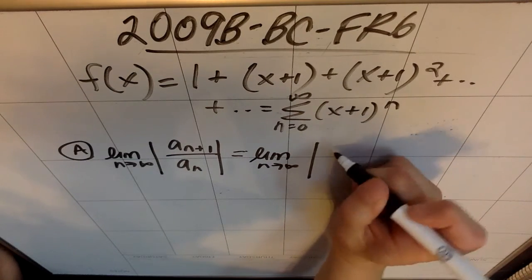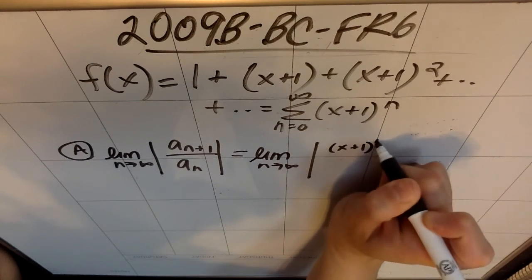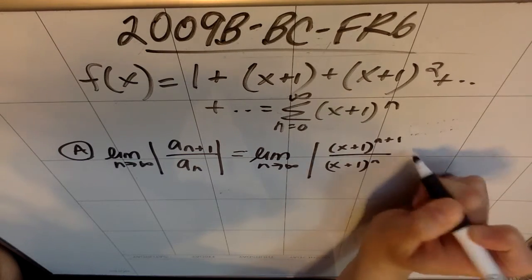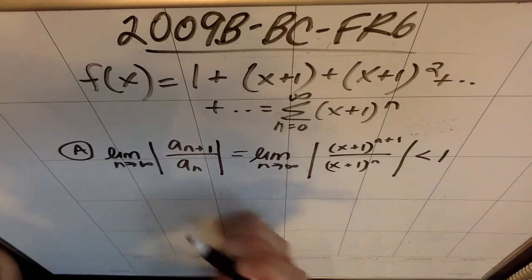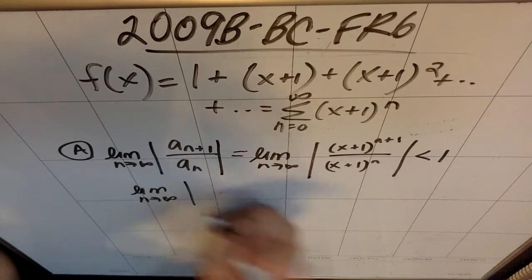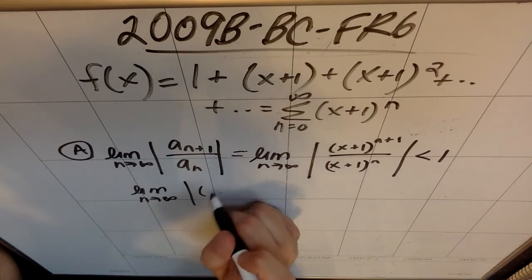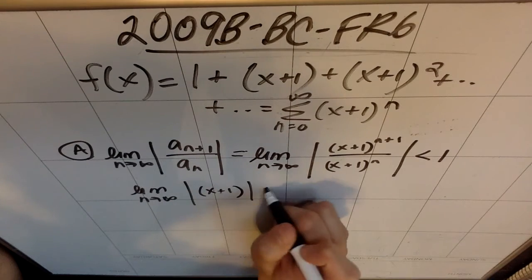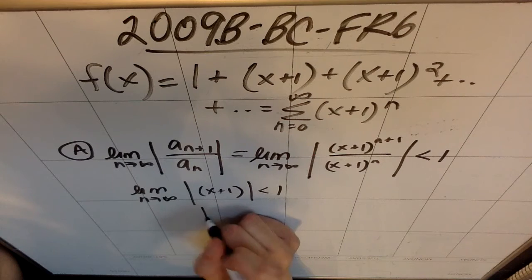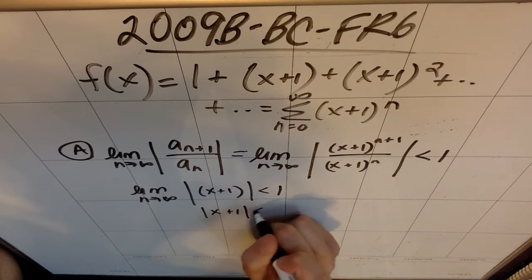So the n plus 1th term would be x plus 1 to the n plus 1, and the nth term would be x plus 1 quantity to the n, and that's less than 1. So this is a pretty straightforward ratio test. When I cancel these powers, I'm just going to get the limit as n approaches infinity of x plus 1, no more n, is less than 1. Since there's not an n to plug in anymore, I don't need the limit anymore, so I just get the absolute value of x plus 1 is less than 1.